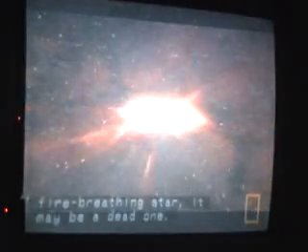Pressure creates intense heat in the most powerful stars. But the hardest hitting force in the universe isn't a living, fire-breathing star. It may be a dead one.